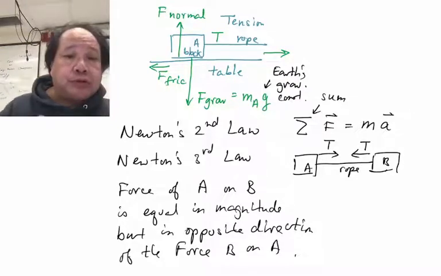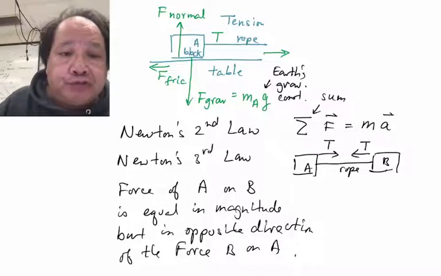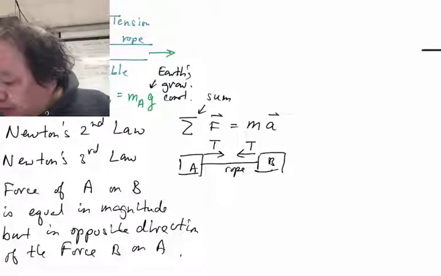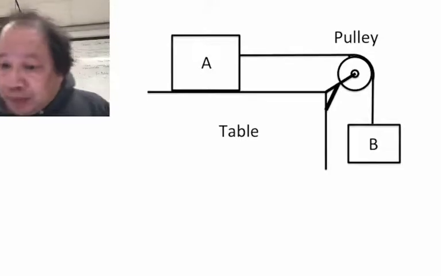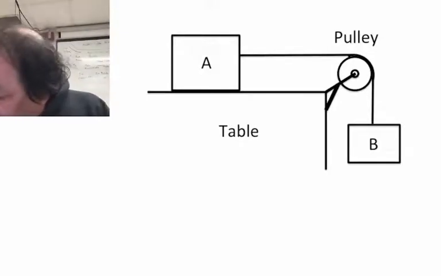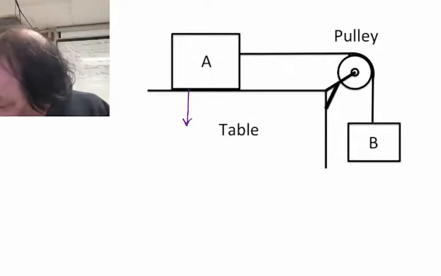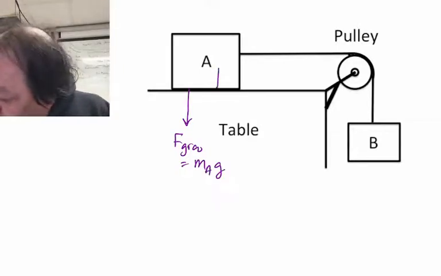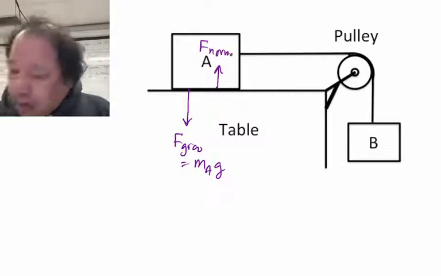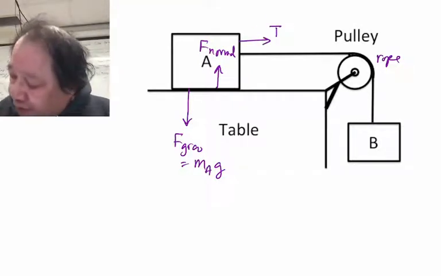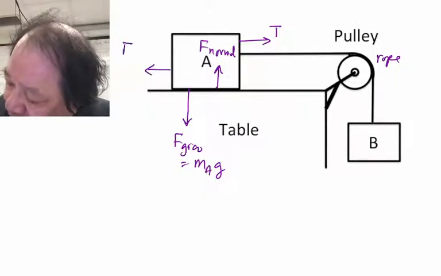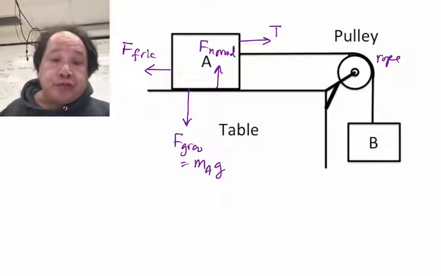And we're going to use Newton's second and third law together with our knowledge of forces to solve a problem. The problem we're going to look at is this one here. We have a block A, and for block A, it's got the gravity force. It feels the normal force. There's a rope here. It's being pulled on by B. It feels a tension force. And finally, the table is rough, and it feels F friction. So there are four forces on A.